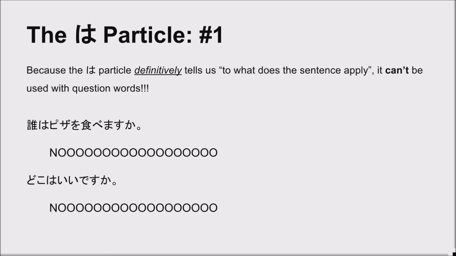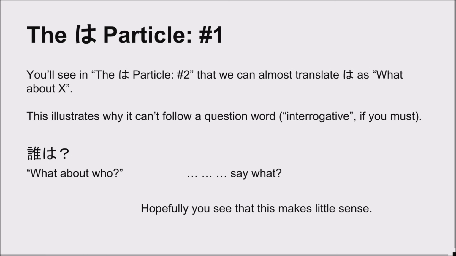Now don't get me wrong, wa can happen in questions, they do all the time. They can't come after interrogatives. You'll see in the wa particle number 2 that we can almost translate wa as what about X? Thus, this illustrates why it can't follow a question word, interrogative if you must. Toi, if we have to call it by its proper name. Blah. Dare wa translates to what about who?